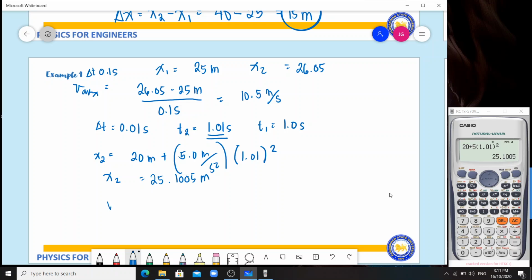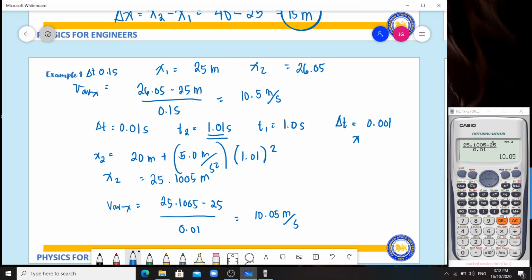So, the average here is what? X2 is 25.1005 minus 25 over 0.01. So, this is equivalent to 25.1005 minus 25 divided by 0.01. Right. Okay. So, that is equivalent to 10.05 meters per second. And lastly, kunin natin yung interval na 0.001.